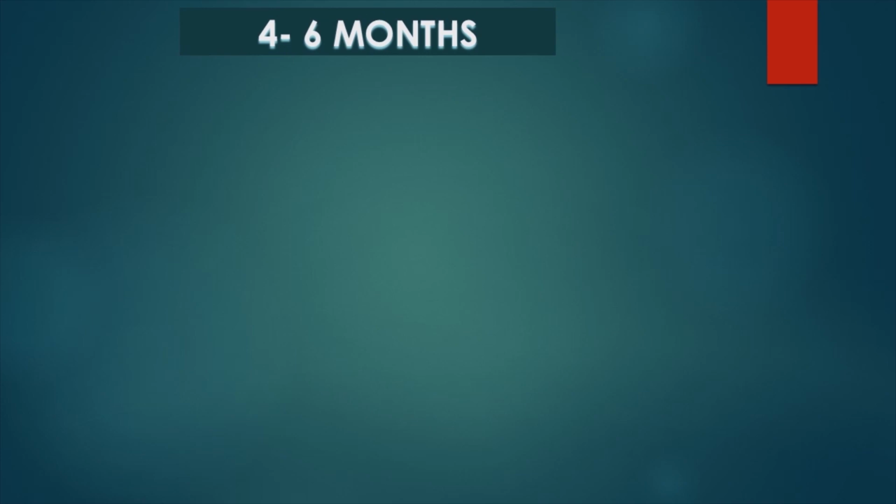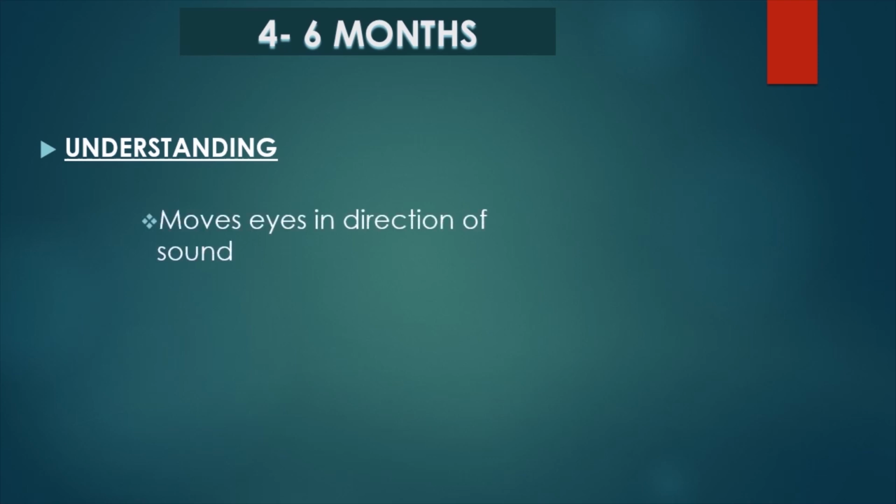So moving on to the next one, that is 4 to 6 months. We'll see what happens in 4 to 6 months. Okay, we'll go with understanding. So in understanding, the first thing that you can see within this age range is that the child starts moving eyes in the direction of the sound.